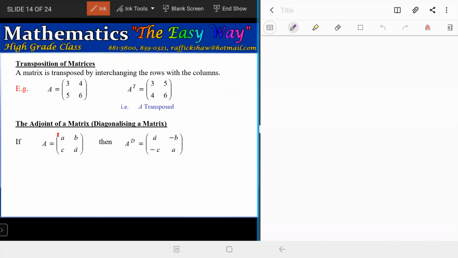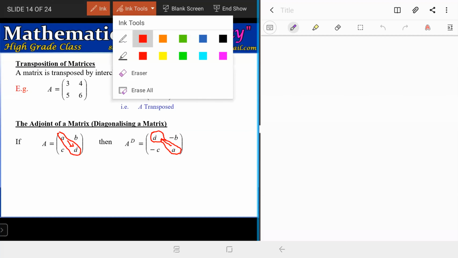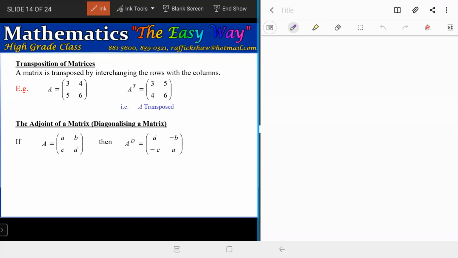The elements on the leading diagonal are interchanged. See them here? The elements on the leading diagonal are interchanged. That's the first step. So the A and D, what was A, D this way, is now D, A that way. So you interchange the elements on the first diagonal or the leading diagonal. Then after you do that, you leave the two other elements on the second diagonal where they are, and you just change the sign. That's how you form the adjoint matrix.